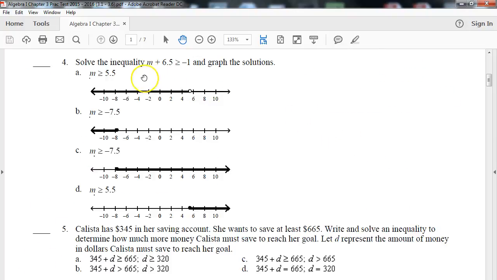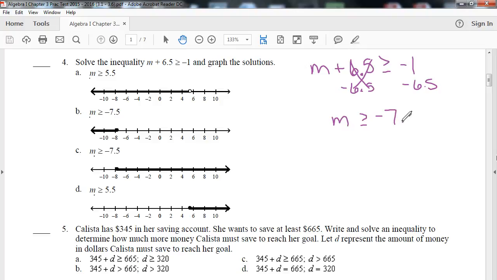Number 4, solve the inequality m plus 6.5 is greater than or equal to -1 and graph the solutions. We need to start by isolating m on one side of the inequality. Usually the left side is the one we go for. So we'll do that by subtracting 6.5 from both sides. That cancels here, and we have m is greater than or equal to -7.5.